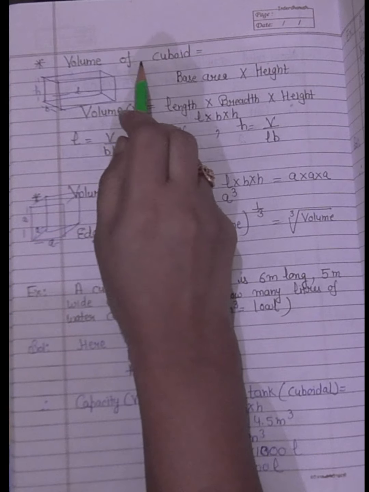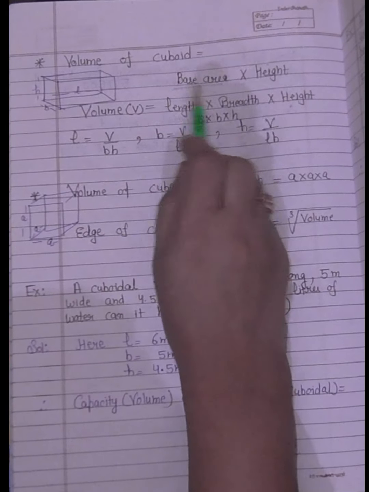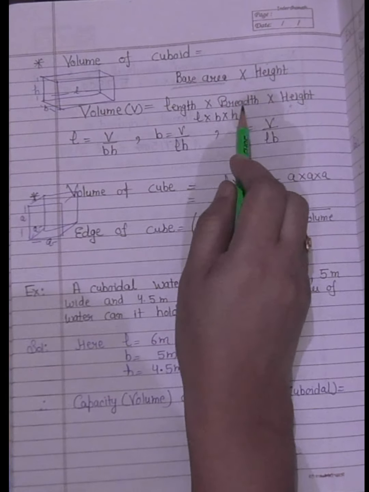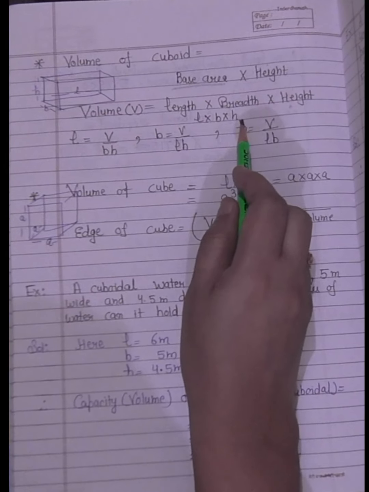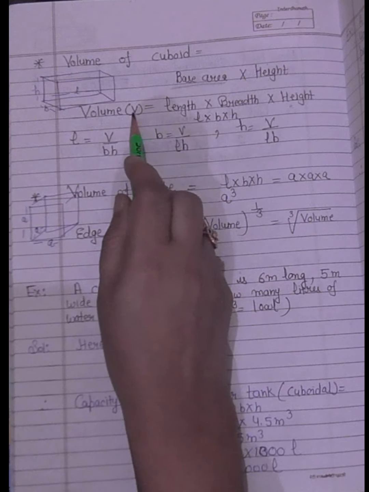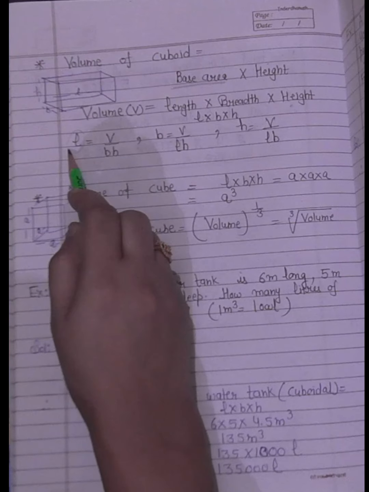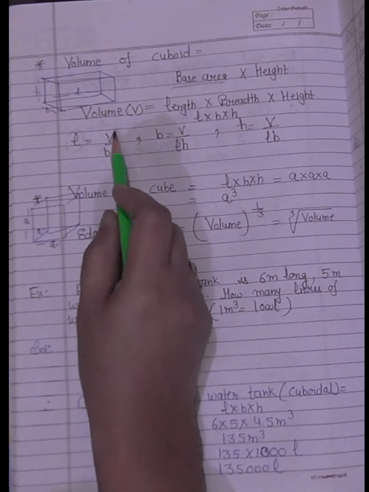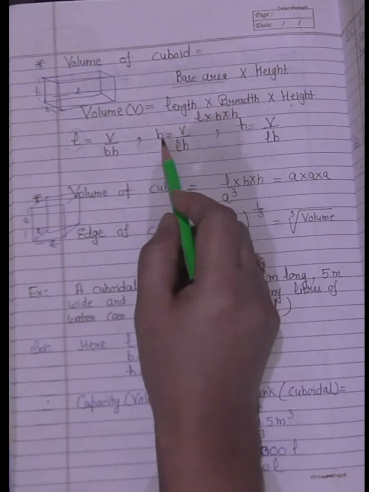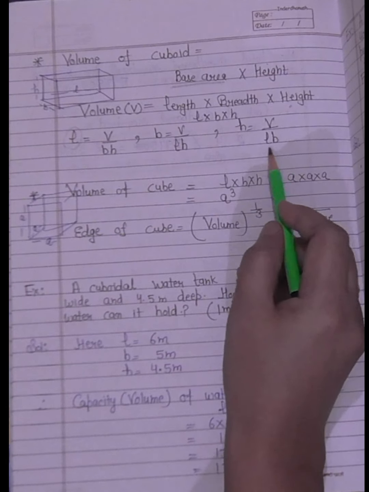Actually the formula for the volume of cuboid is base area into height. Base area, it means length into breadth into height. So the volume is L into B into H. If we are given with volume and we have to find length, then breadth and height will be there. So the formula for the length is volume by base into height, for breadth volume by L into H, and for height volume by L into B.